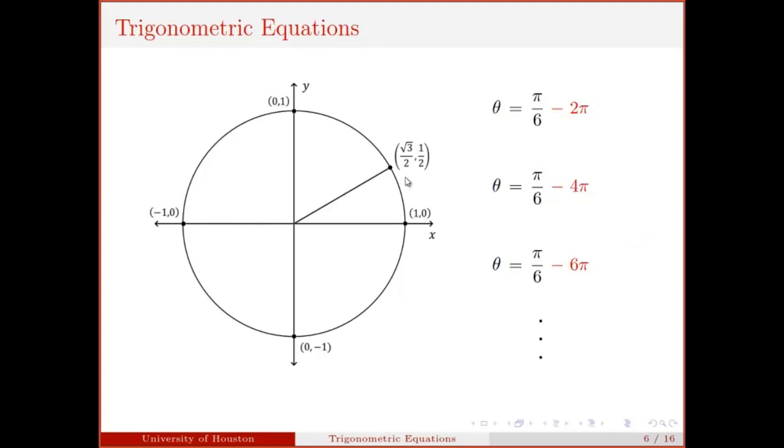Similarly, if we subtract any multiple of 2 pi from pi over 6, the resulting angles have a sine value of 1/2. That is, the values negative 11 pi over 6, negative 23 pi over 6, and negative 35 pi over 6 all have a sine value of 1/2.